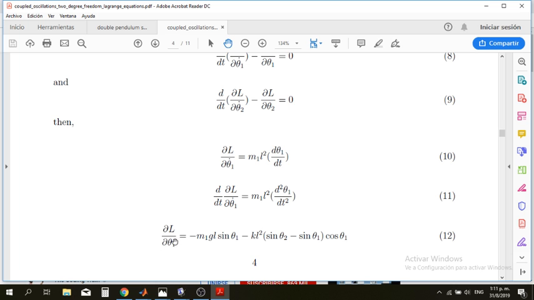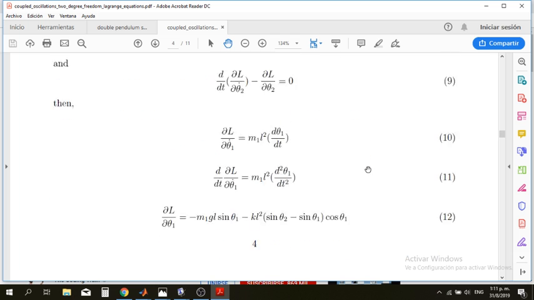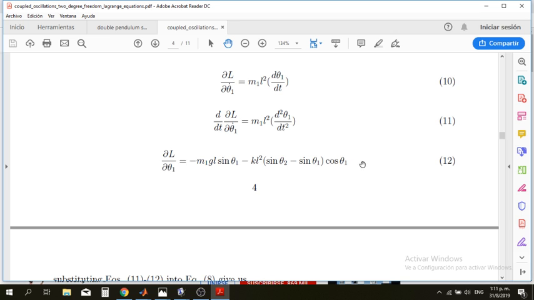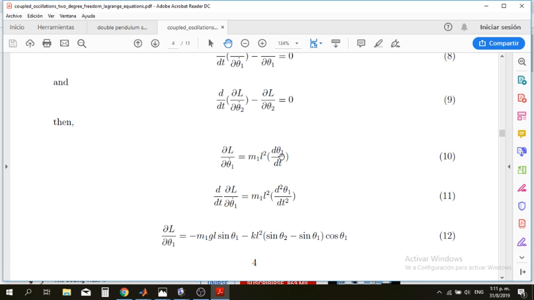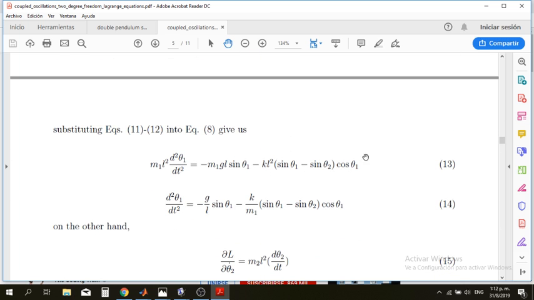And the partial derivative of the Lagrangian with respect to theta 1 will be, using this, remember, the first and the second term, the derivative with respect to theta 0, this is 0, this is 0, but there is a contribution, and there is another contribution here because it depends on theta 1, and we get this. And now substituting results 11 and 12 into 8, we get the first equation of motion, this one.